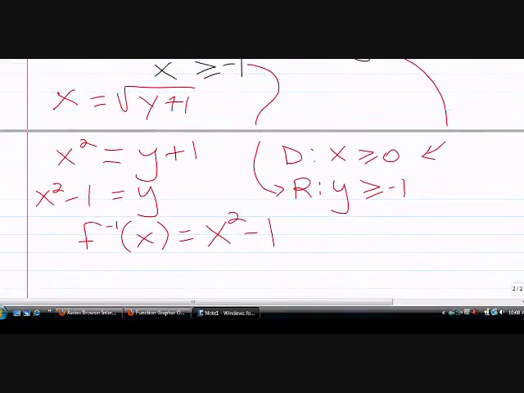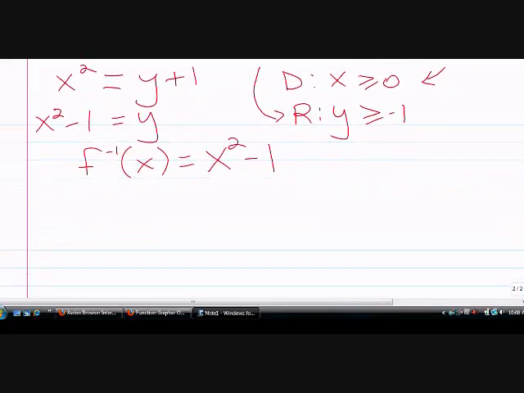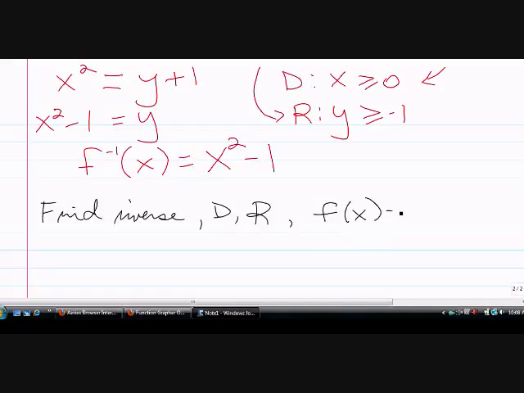Should we do a quadratic? One more example of these. We have a few more things to do, but we'll do one more. Let's find the inverse, domain and range for f of x equals x squared plus 3. Kind of looking like the one that I found before.